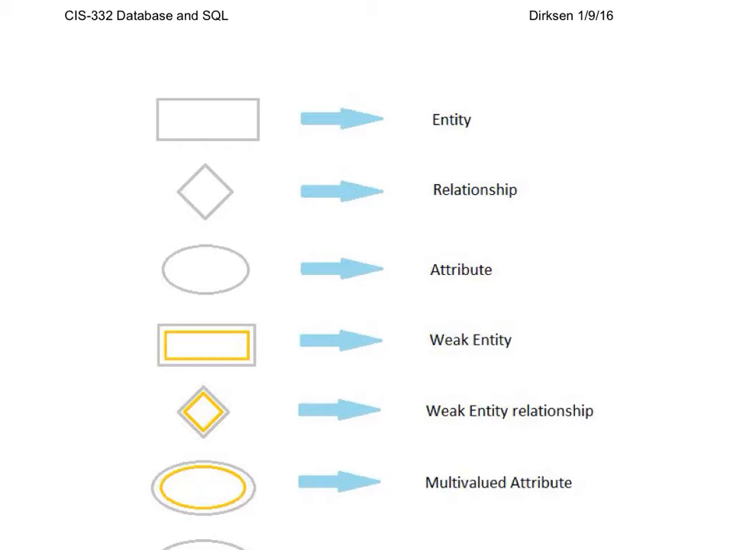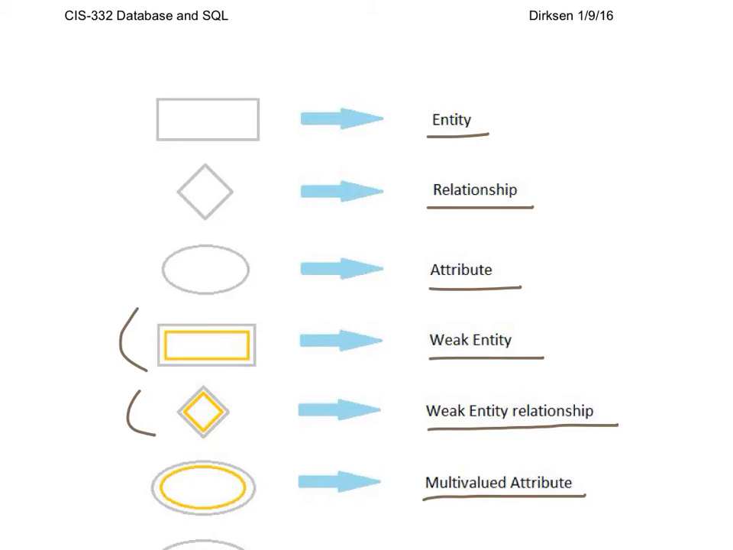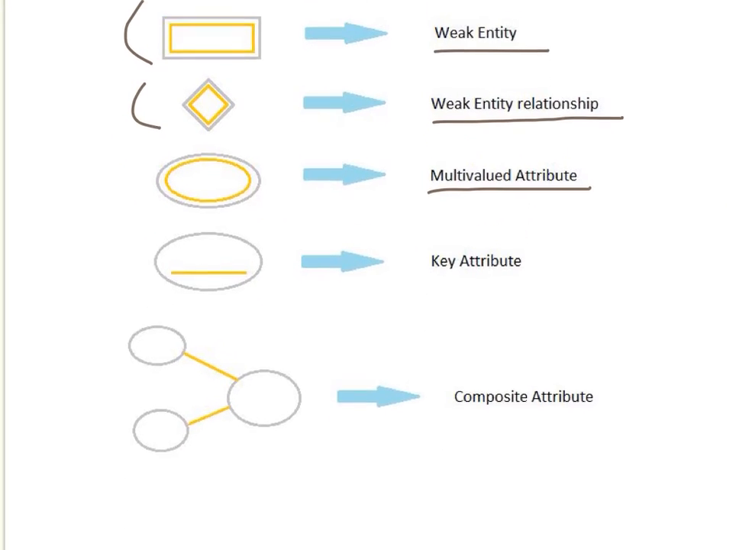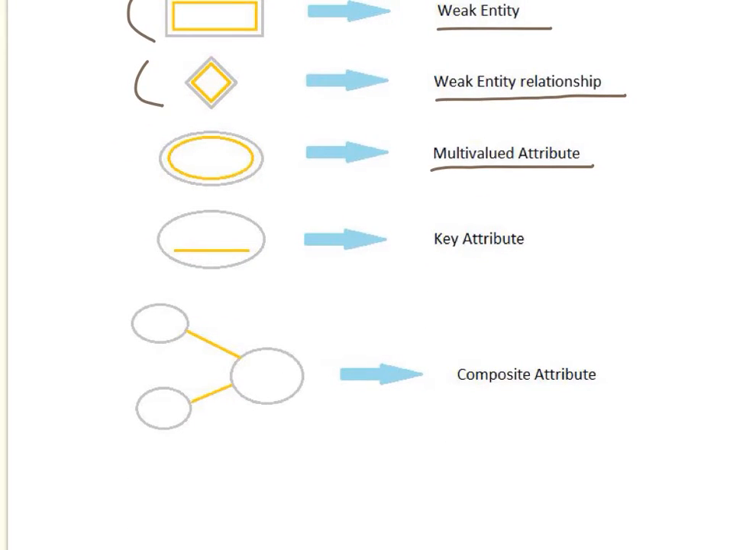Here's a review. The box is an entity, diamond is a relationship, oval is an attribute. A weak entity, when we have the rectangle inside the rectangle, weak relationship, diamond inside. Now if you have an attribute, that's a multi-valued attribute that can have multiple values in there. Underline, key attribute, composite attribute. This attribute has two parts.